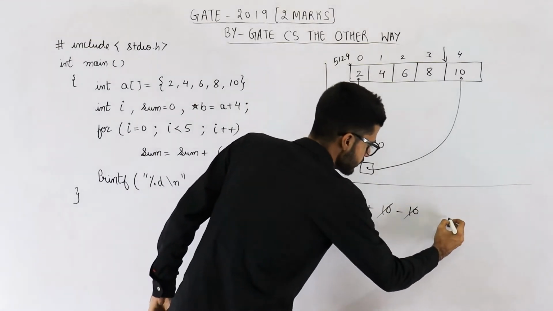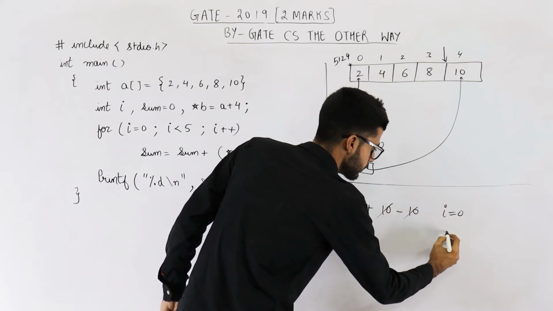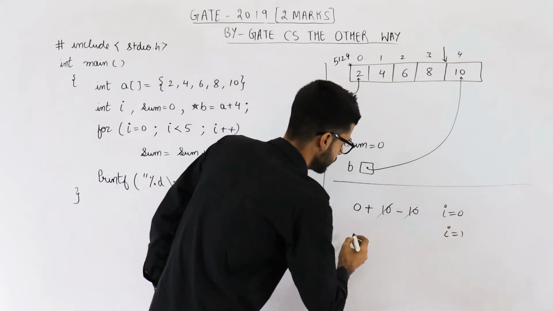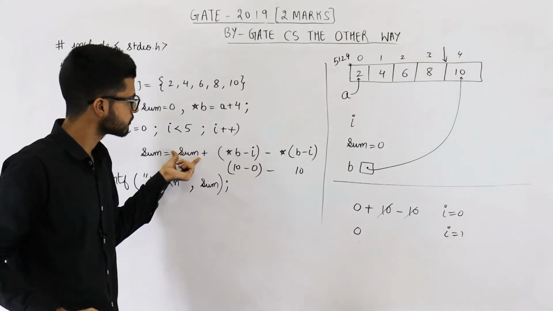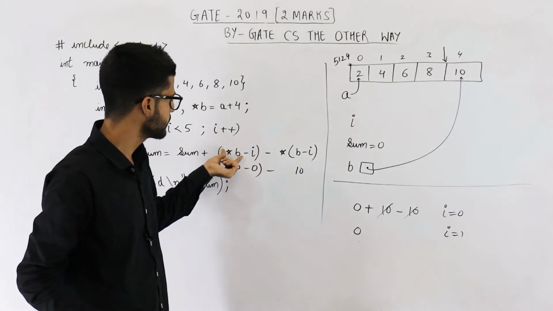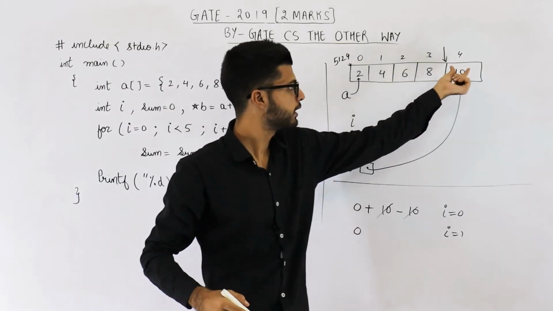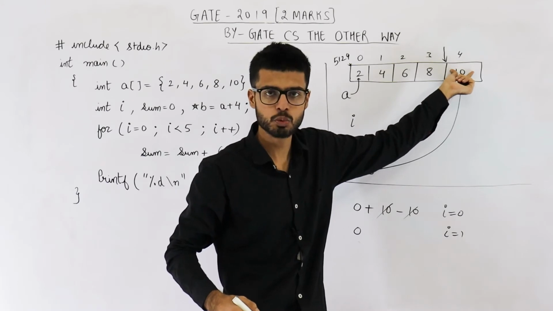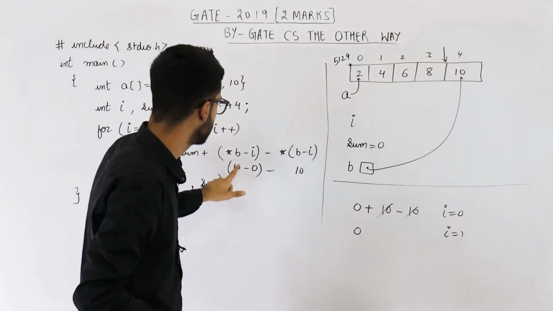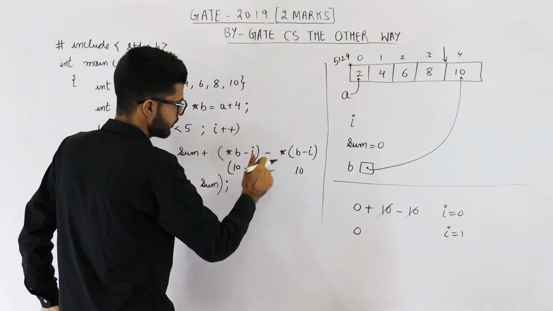So I is 1. This is when I is equal to 0. Now I is 1. Current value of sum is 0. Then star b means 10 only. See, b still points here only, and star b means whatever is the value saved at address pointed by b, that is 10. 10 minus I is 1.